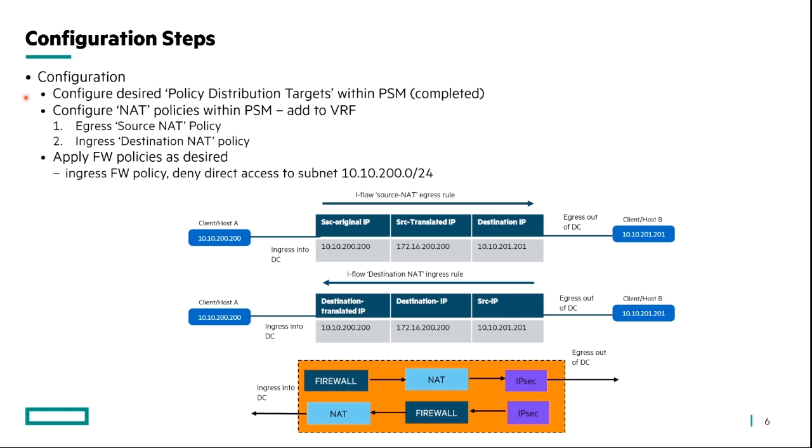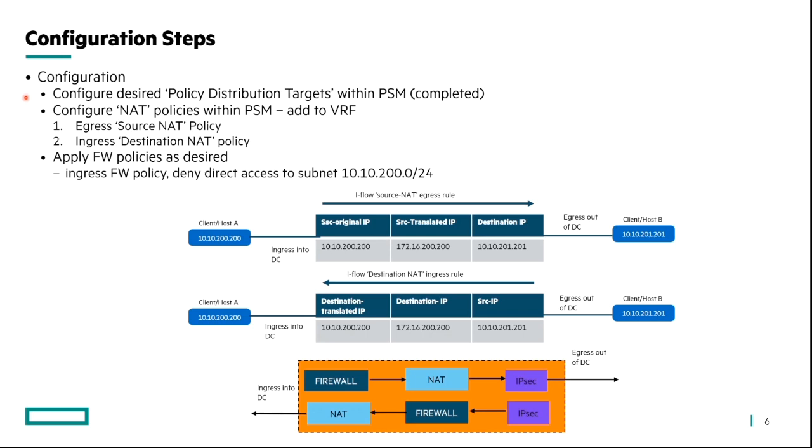But at a high level, all they are is a selection, either a single CX 10000 or a selection of CX 10000s that are grouped together in an entity you call a policy distribution target. You give it a label, and then you use that label within the policy that you're applying, whether it be IPsec, NAT, or a firewall policy, and you use it to apply the policy to those specific targets within that policy distribution target.